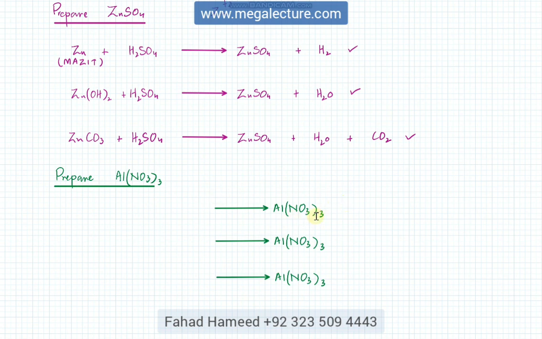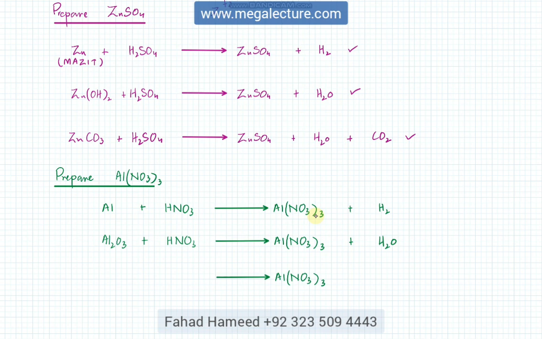So let's prepare aluminum nitrate, metal plus acid. The acid will be nitric acid, obviously. And the metal that you're going to use is going to be aluminium because you're trying to make aluminum nitrate. And the byproduct that's going to be produced is going to be H2 gas. Or you can have a metal oxide or a hydroxide. So if you go with metal oxide, Al is +3, O is -2. So it's going to be Al2O3 plus the acid, which is going to be nitric acid, and water is going to be produced as a byproduct.